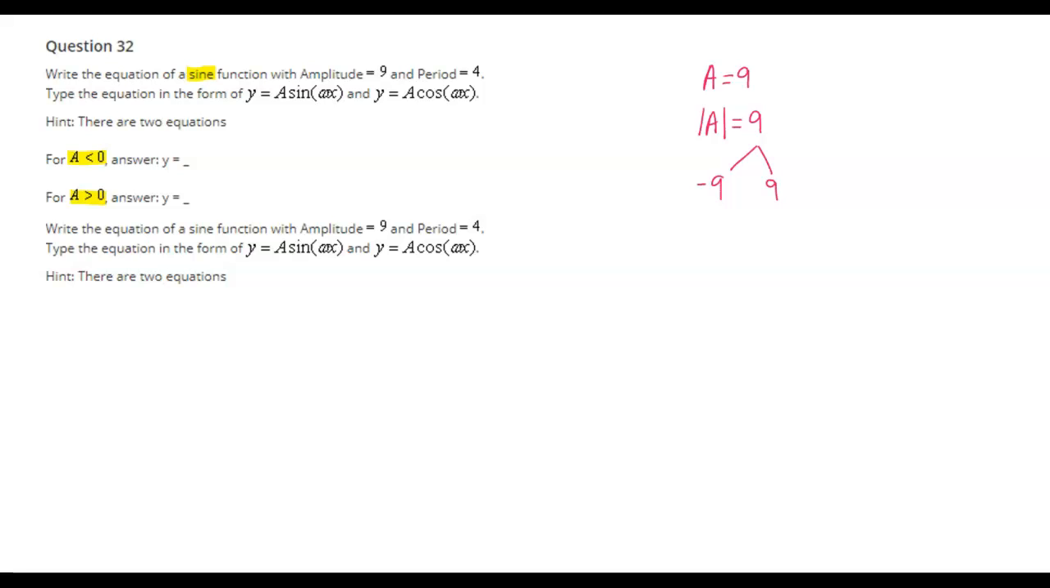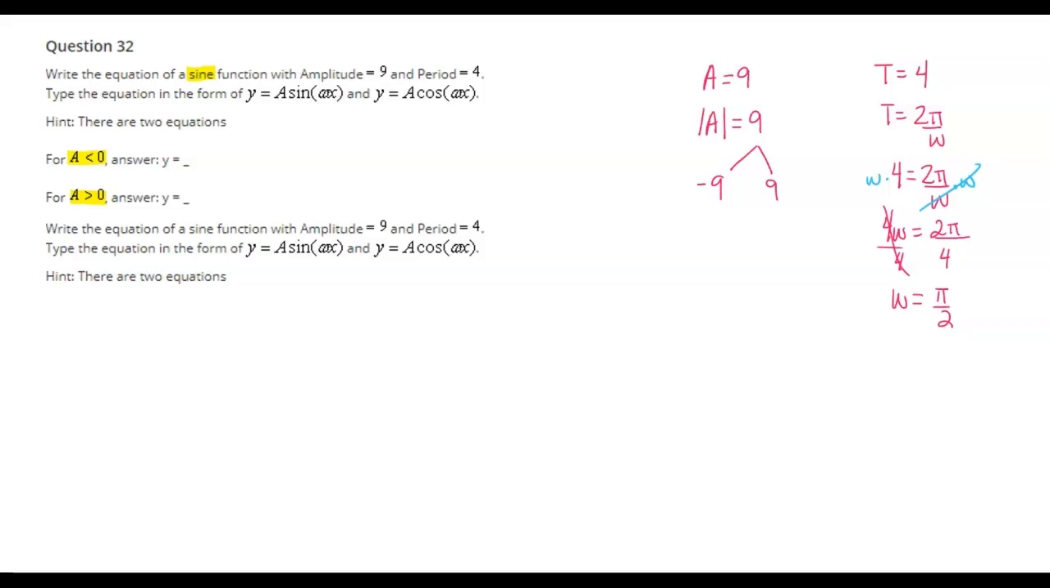Once again, it tells us our period equals 4, which means T equals 2 pi over omega. So 4 equals 2 pi over omega. Once again, we need to isolate the omega. Multiply by w, multiply by w. So I get 4w equals 2 pi. Divide both sides by 4, and I get w equals pi over 2.